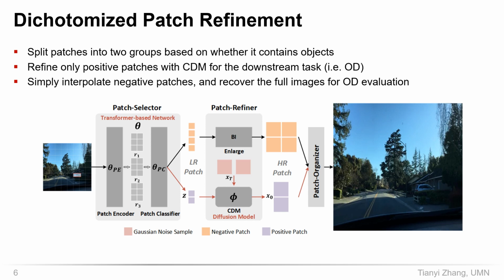Now I will introduce the details of our approach. Our approach is the Dichotomized Patch Refinement, DPR. Basically, it splits the images into small patches, and there is one patch selector. It's a transformer-based network, so it will select the patches which contain objects. For these patches, we deal with them with CDM, conditional diffusion models, to generate high-resolution patches. For the patches which don't contain objects, we simply interpolate them to the same size. Finally, we group them together to form the full image for the following task, like OD.